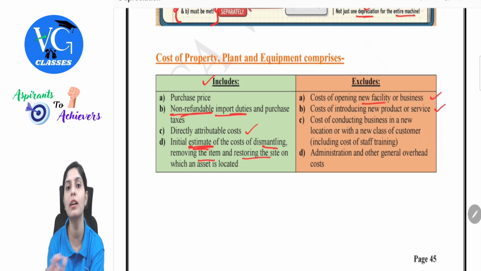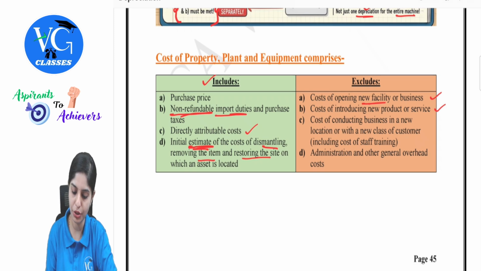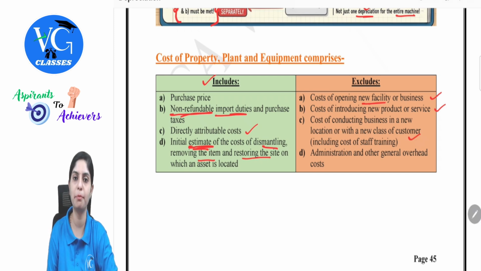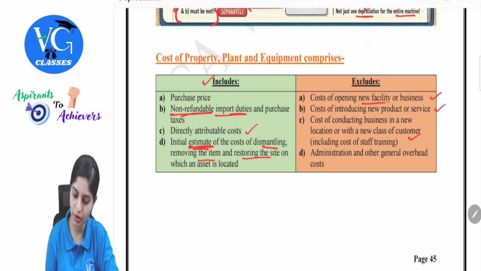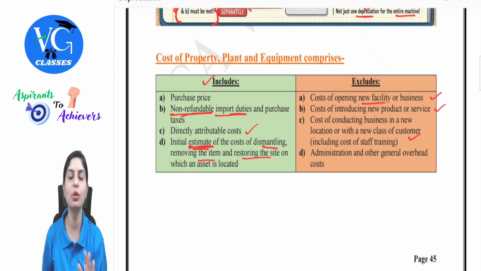It is just a sunk cost which you just incur and just move forward. Then cost of conducting business in a new location or with a new class of customer. So this is again a trial cost. Sometimes businesses incur it. So these are not part of your cost of the asset. This also includes cost of staff training and then administration and general overhead costs. All these will not be included in the total cost of the asset.